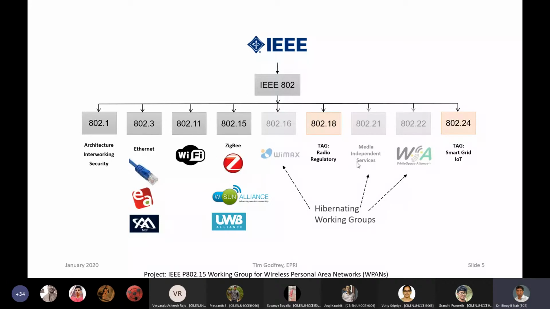Okay, and the reference standard for 802.15.4, the latest version, is also 2020. It has been in existence since 2004 or so, and the latest revision that you will find is from 2020. This I have taken from one of the working group presentations, authored by Tim Godfrey, who is one of the big people in this field of standardization.